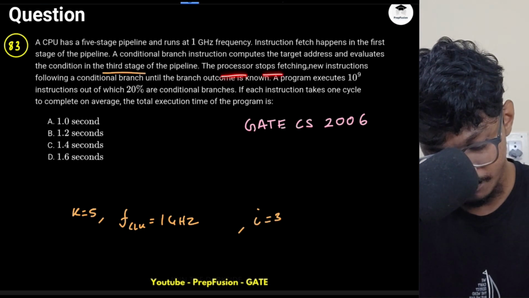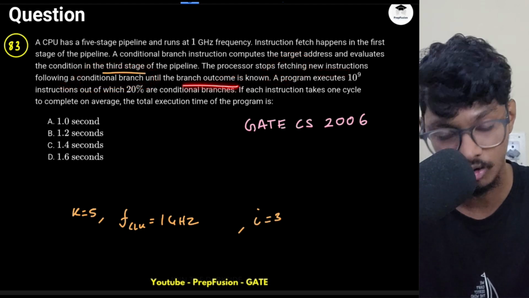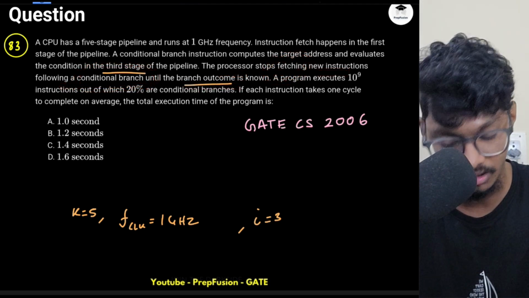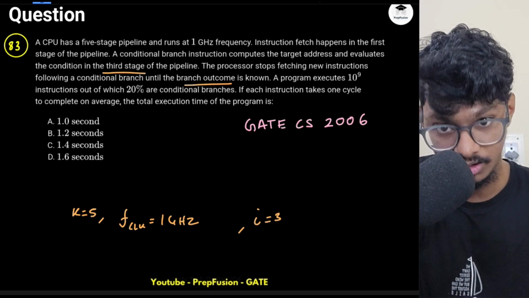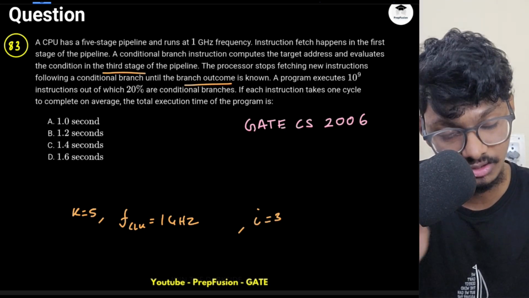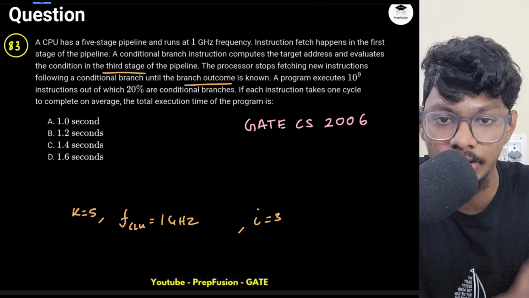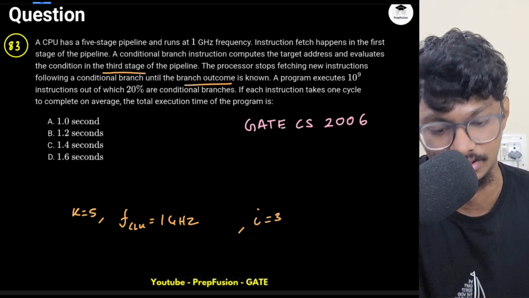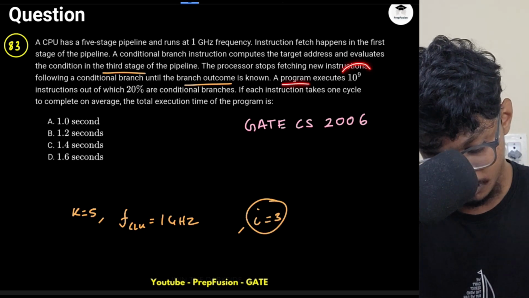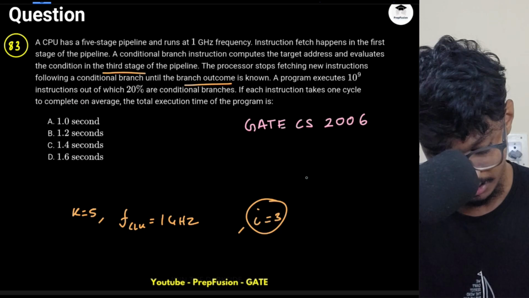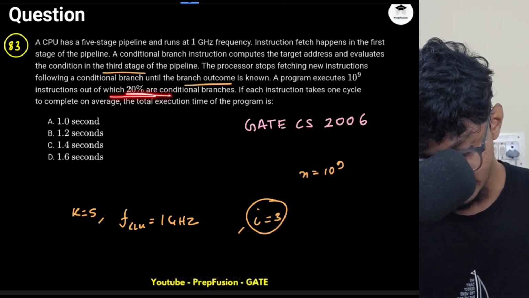The processor stops fetching new instructions following a conditional branch until the branch outcome is known. So obviously the same thing: we'll stop our instruction fetch if I am currently executing a branch instruction. I will execute the next instruction after the evaluation of the condition of the branch instruction. So I have to wait till this third phase, right? A program executes 10 raised to power 9 instructions, so I will assume n equals 10 raised to power 9, out of which 20% are conditional branches.